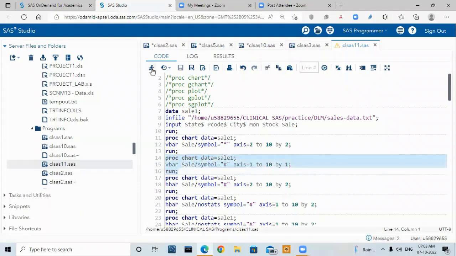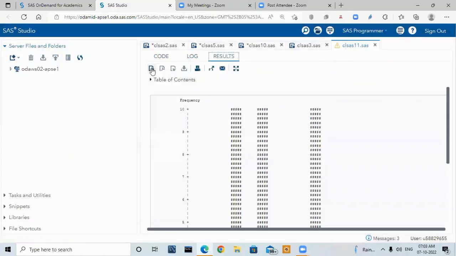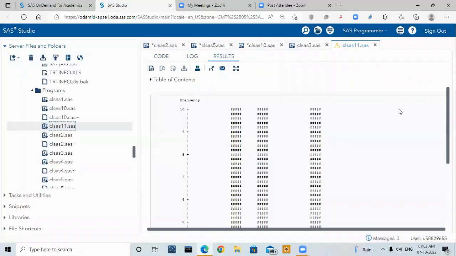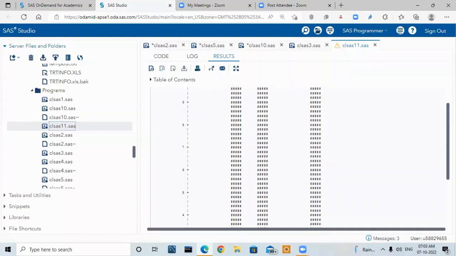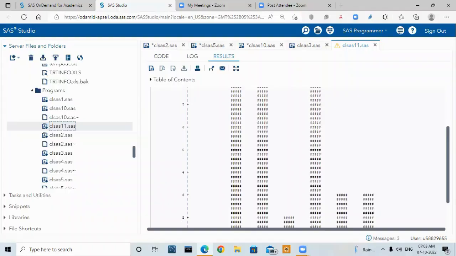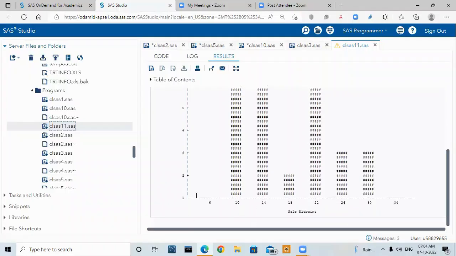In the other, modified bar chart, you can see we have modified this one. The scale is changed here. You can see the tall bars. You can see the scale we have changed; before it was 2, 4, 6, 8, 10.